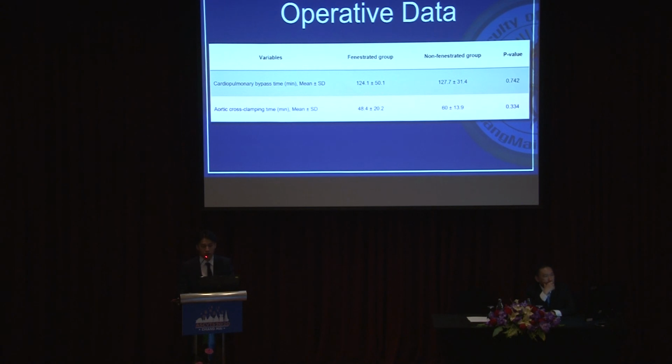As we move to the operative data, the mean cardiopulmonary bypass time and aortic cross-clamp time of each group were quite similar. But actually, some of the patients were done with beating heart, and those who had an arrested heart number only about 49 patients.